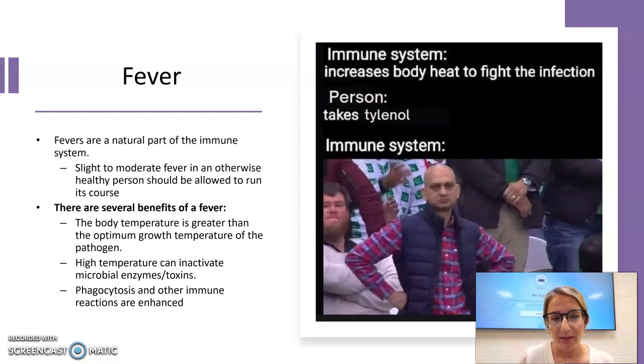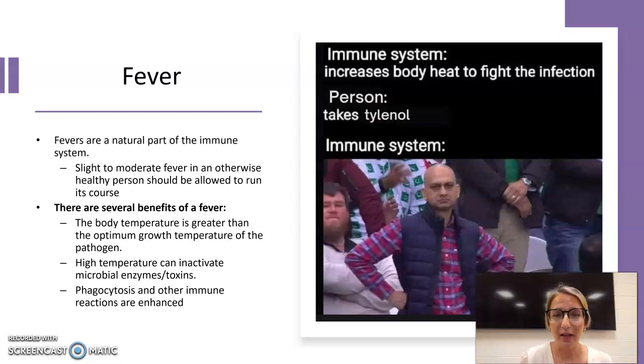Now, this is a rule if you have a low-grade fever and you're an otherwise healthy individual. If it's a high-grade fever, you should take something to bring it down. If you have any type of fever and you are immunocompromised, or a young child or elderly, you should generally take something to bring it down. But if you are a healthy individual and you just have a minor low-grade fever, you should not take anything to bring it down, because it is your body trying to clear an infection.